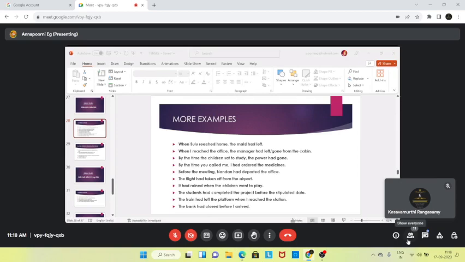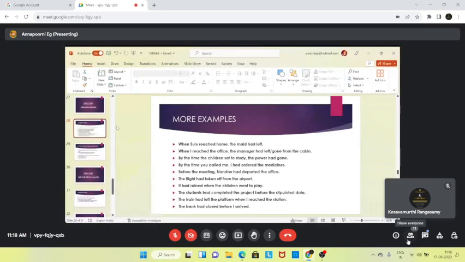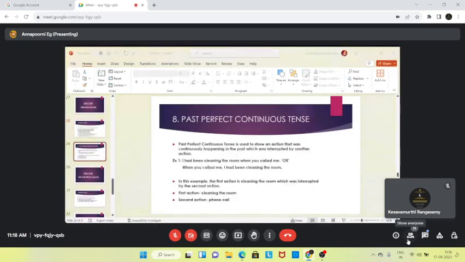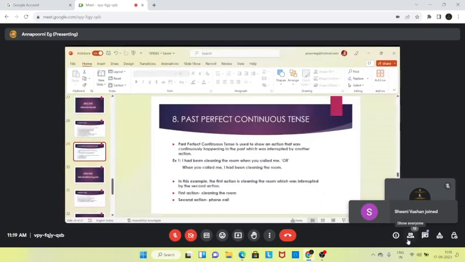Okay. So that's it for past perfect tense. And finally we are moving to the fourth type of tense, that is past perfect continuous tense. Now I want Kavini to read the definition alone. Past perfect continuous tense is used to show an action that was continuously happening in the past, which was interrupted by another action.